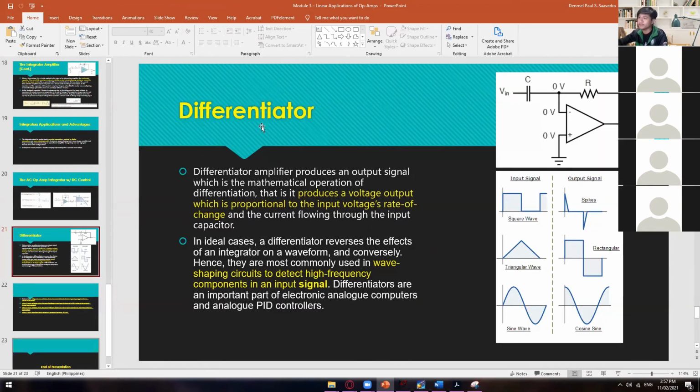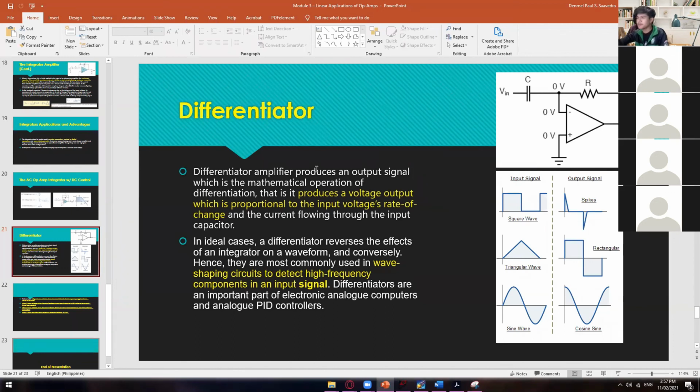So we have here the differentiator. If you're going to take a look at this one, the only difference is the components, wherein the first one here is the capacitance and then the second one is the resistance. So in integrator, resistance first, and then for the differentiator, capacitance first. Okay.